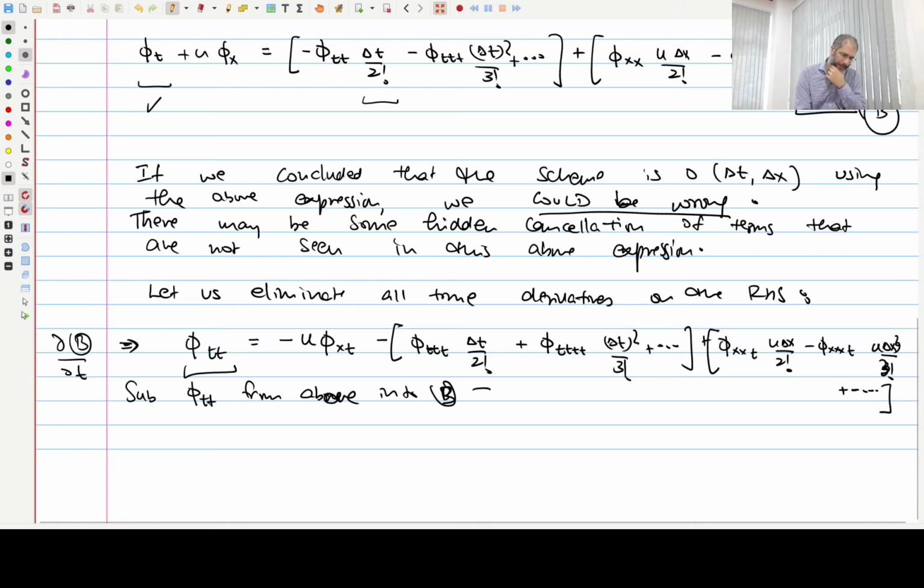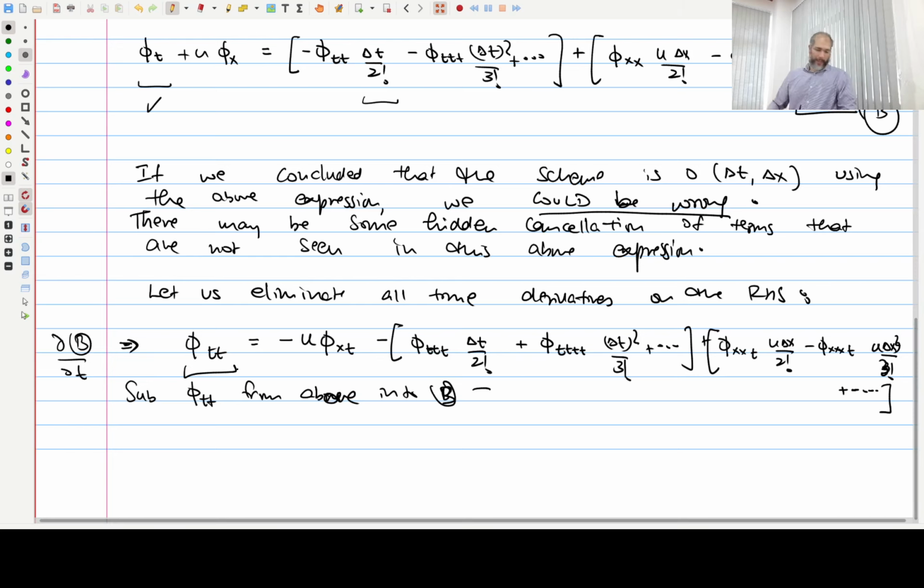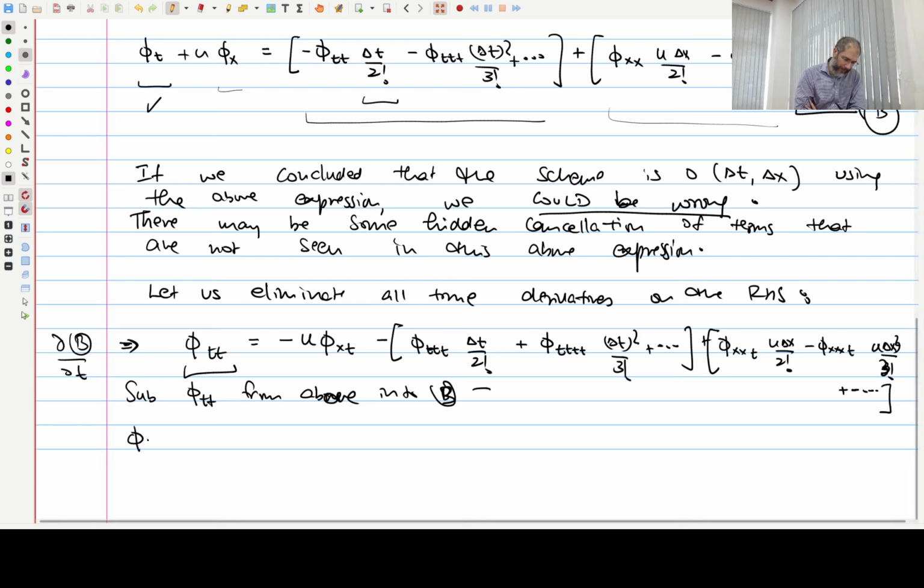So this expression for phi tt, which is written in terms of higher order derivatives of t, because all these derivatives of t now become one order higher, because when you differentiate that with respect to t, they become one order higher. And all these pure derivatives of x now become mixed derivatives, and so does this pure derivative of x. Okay, so we substitute this phi tt into b. So on the left hand side we still have the same thing. On the right hand side, the first phi tt times delta t by 2 factorial.